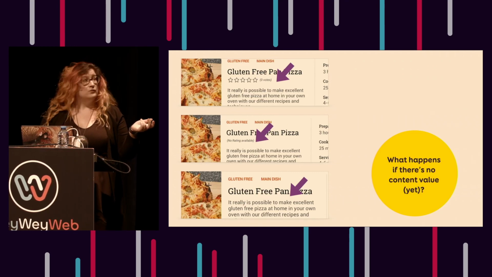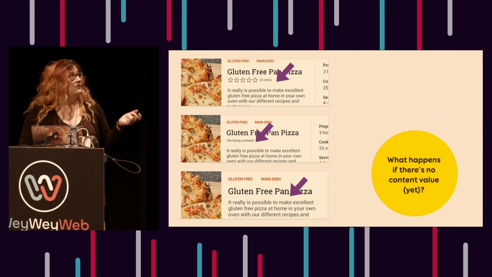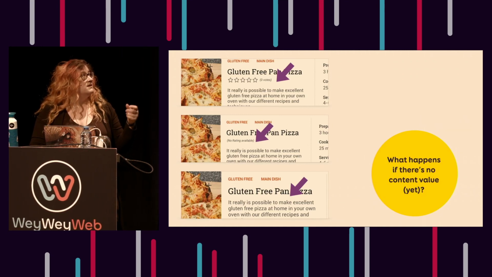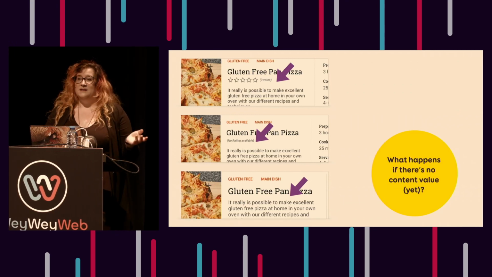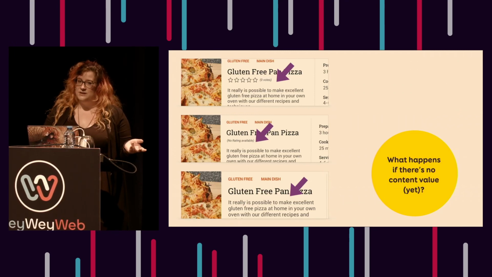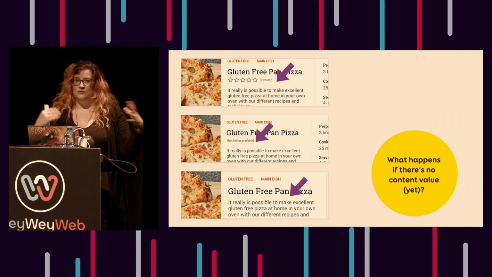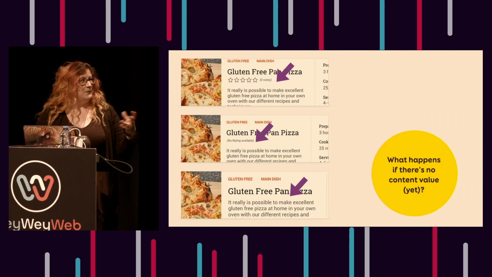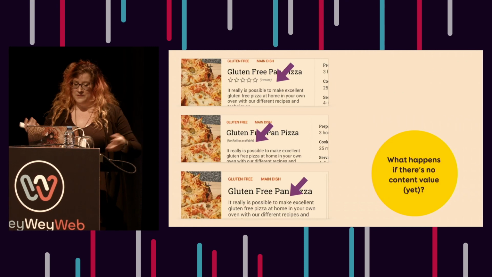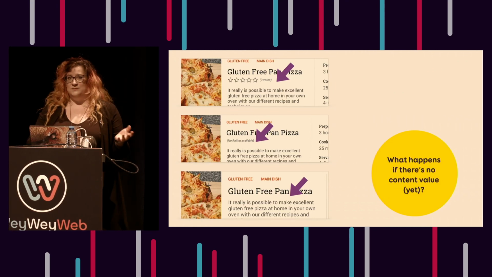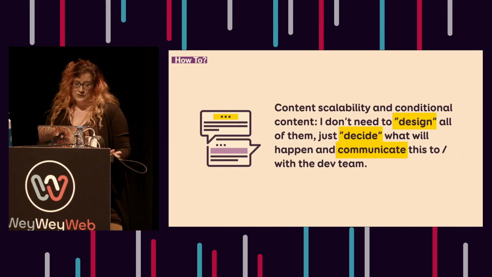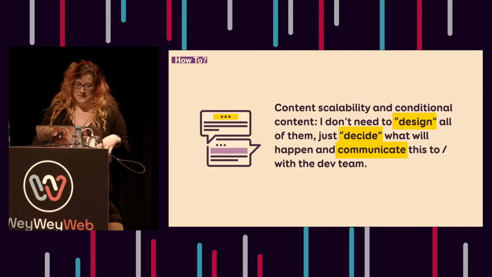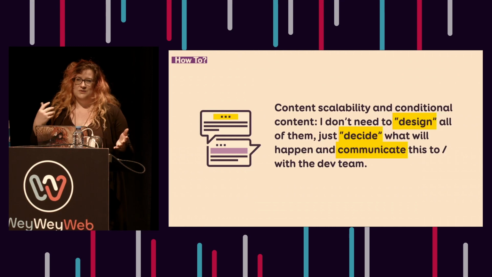So what would we do? We could change the design for that, so have an exception for the component that says no rating available. We could not display any rating. And then you ask the question, how many ratings do you need in order to have an accurate rating for that cooking recipe? So here again, it's a very small detail, but it's the kind of stuff you need to think about as a designer. So for content scalability and conditions, you don't need to design all of that.